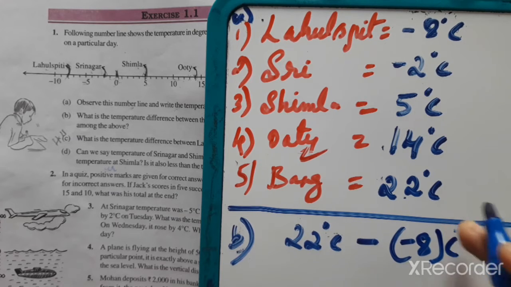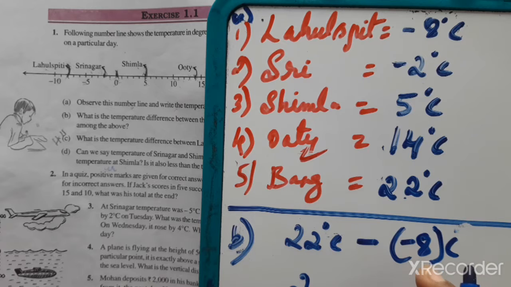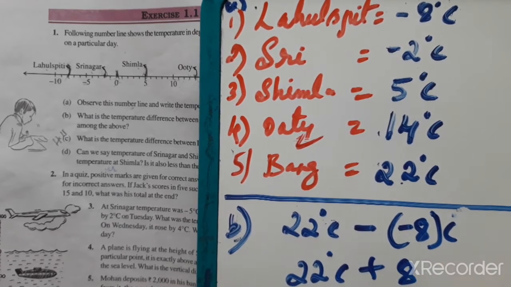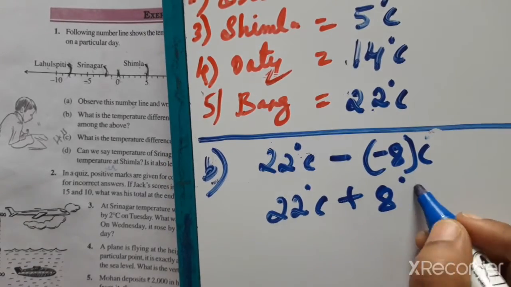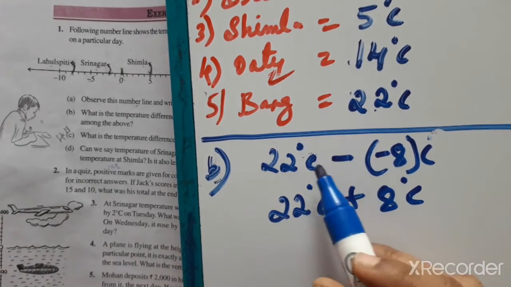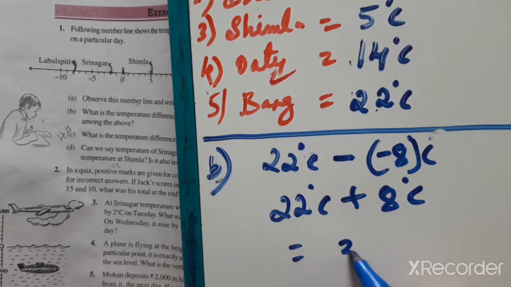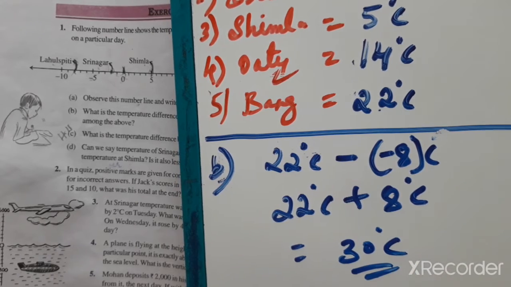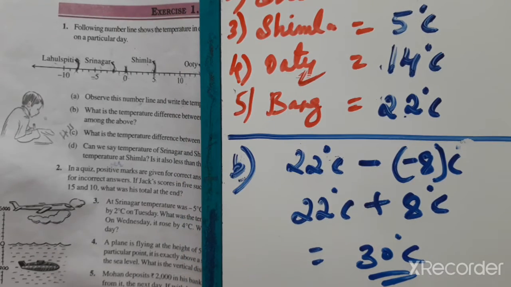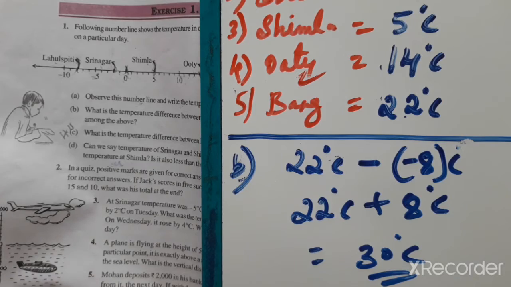Okay, so 22 degrees minus minus 8 means how much? 22 degrees Celsius. Minus into minus is plus 8. How much then? 8 degrees Celsius. 22 degrees Celsius, minus into minus plus. So what is the answer? 30 degrees Celsius. So B answer is 30 degrees Celsius.